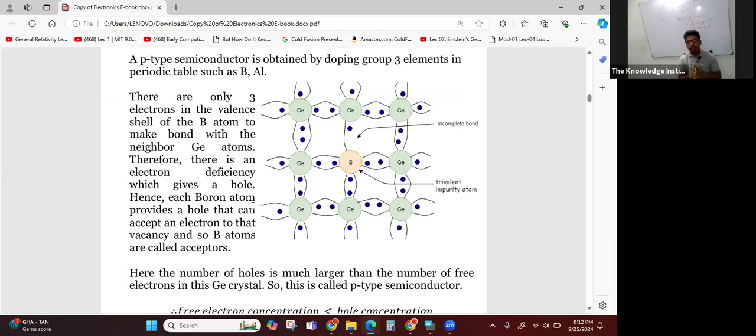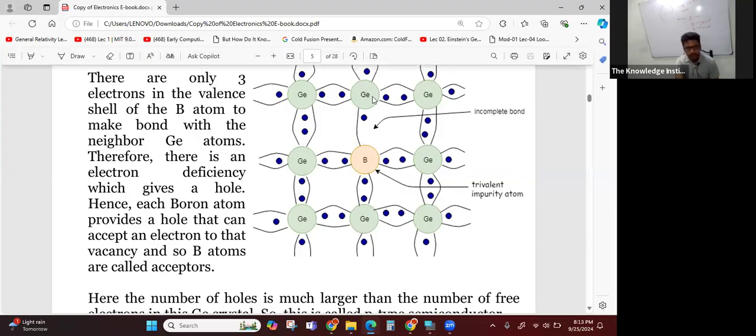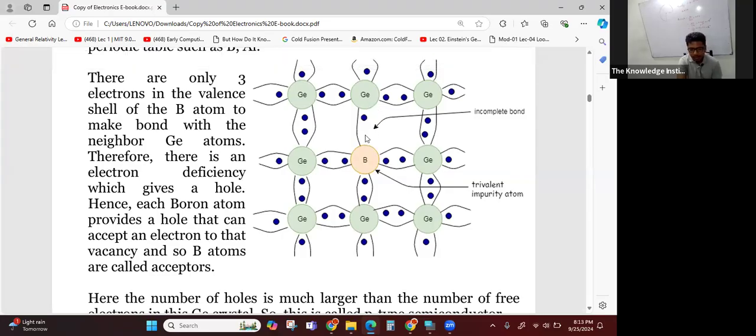Boron and aluminum are in group 3, so they have only 3 electrons in the outermost shell. So they can provide electrons to make bonds with only 3 neighboring atoms. As we can see here, the boron can make bonds with 3 germanium atoms, and there is a deficiency to make a bond with the fourth neighboring germanium atom. So there is an incomplete bond. This incomplete bond can accept a free electron from the crystal. Therefore, this boron atom is known as an acceptor.